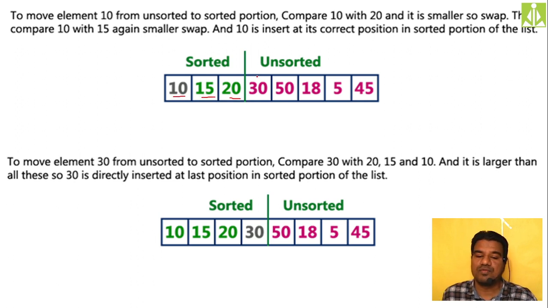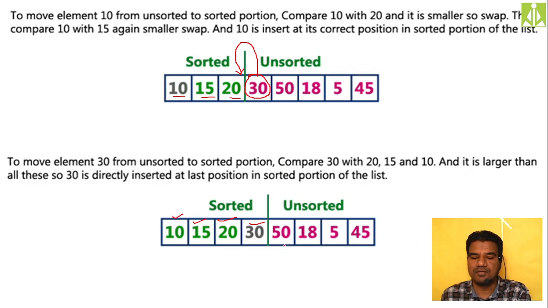Then again at the forefront we have 30. Pick that 30 and do the proper insertion. 30 should come after 20. So accordingly we have 10, 15, 20, 30. Then 50 will come at the forefront. 50, 18, 5, 45 still remain in the unsorted sublist. So go to the next step.